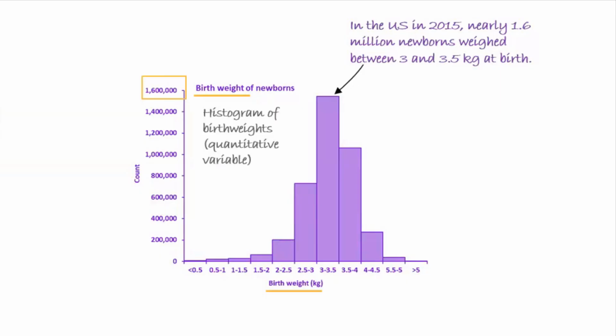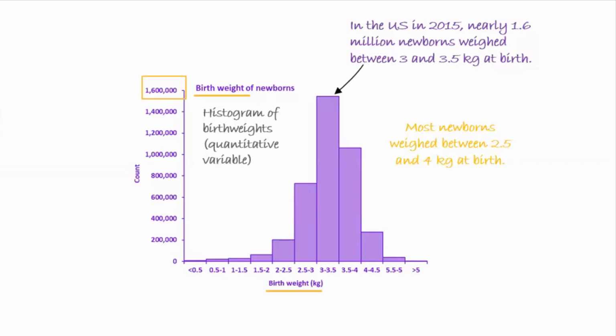So how do we describe the distribution of birth weights here? Well, we see that the birth weights range from the tiniest, less than half a kilogram, to more than 5 kilograms. The distribution is slightly left skewed because we can see that it is single peaked, but the peak is not quite in the center of the range.